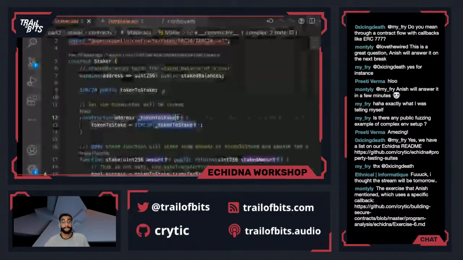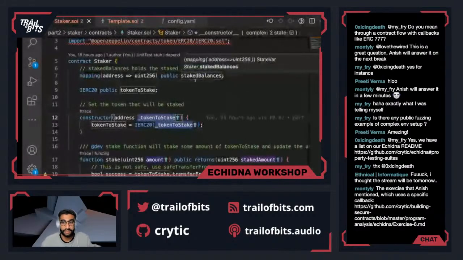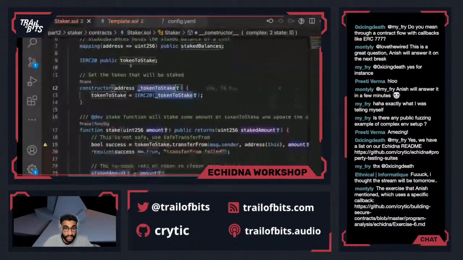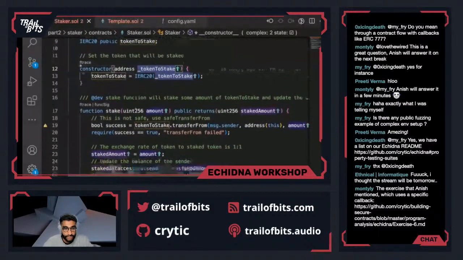Okay, so let's start with the staker contract. The staker contract has the staked balance mapping that holds the staked balance of a user. We have this token to stake, which is the token that will be transferred to and from this contract. If you stake some amount of token to stake, then your stake balance increases. If you unstake some token to stake, that token is transferred to you, and your stake balance decreases. Pretty straightforward. In your constructor, you take the token to stake address, then you set it to this token to stake state variable.